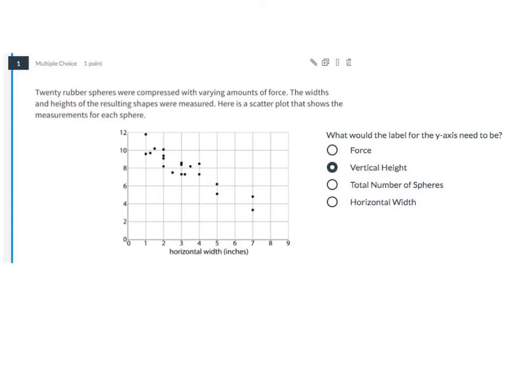We're talking about 20 rubber spheres. They're being compressed. We have our widths and our heights. And then what we're asked to do is label the y-axis. So down here is our horizontal widths. Notice how we're talking about the widths, and then we're also talking about the heights. And it's the height of the resulting shapes that was measured. It says, what would the y-axis be labeled? Vertical height, okay. Number total of spheres, well, that's probably not going to work. Horizontal widths. So out of all of these, which one will be better? It's the height, because we already have the width down on the bottom, and they're also talking about the height.